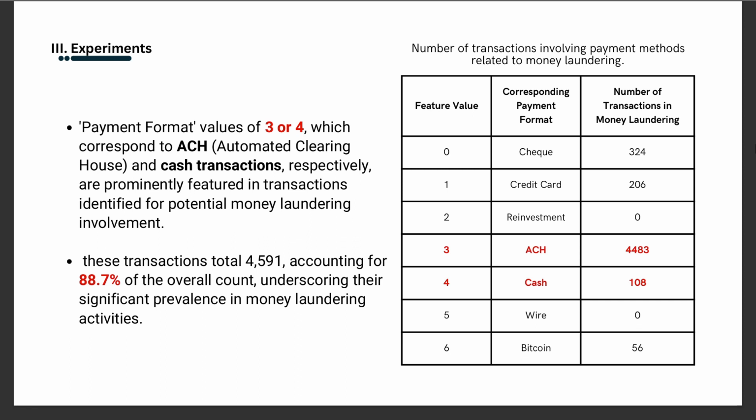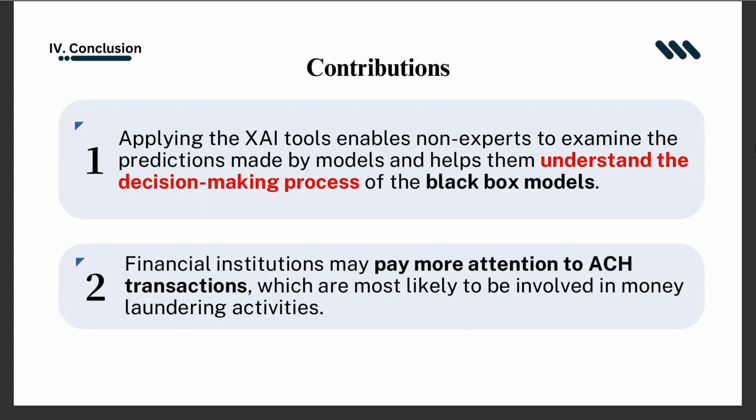Next, we are going to the last part, contribution. So we applied explainable AI tools to interpret the model, which enables financial institutions to examine the predictions made by models and helps them understand the decision-making process. While performing anti-money laundering tasks for financial institutions, we suggest they pay more attention to ACH transactions to save more time detecting laundering transactions.